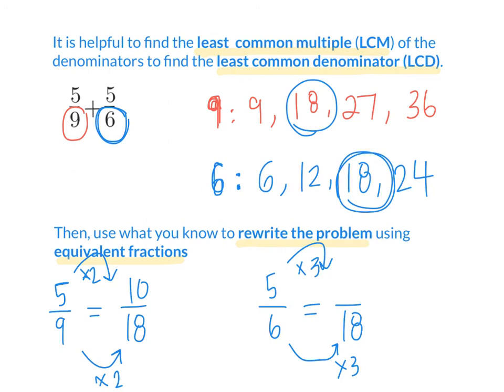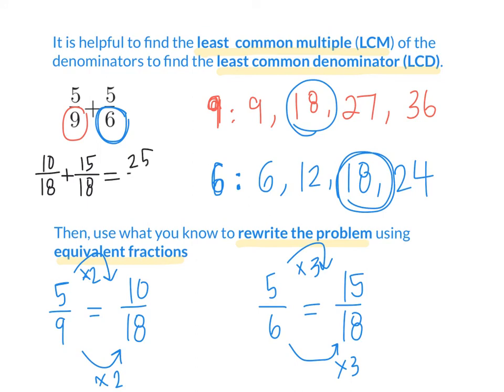Now can I rewrite the problem? Instead of 5/9, what should I write? 10/18. Instead of 5/6, what should I write? 15/18. Now do I have the same denominator in my addition problem? I have 10/18 plus 15/18. Now do I have the same denominator? Yeah. Can I add now? If I have 10/18 and I add 15 more 18ths, how many do I have?